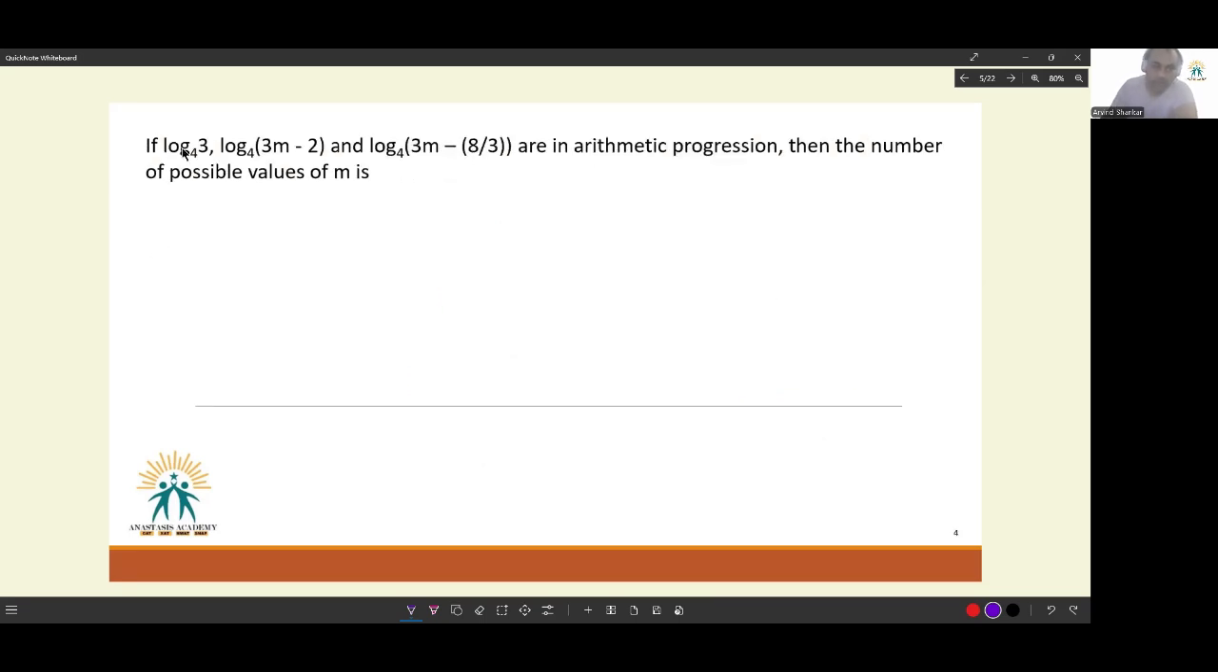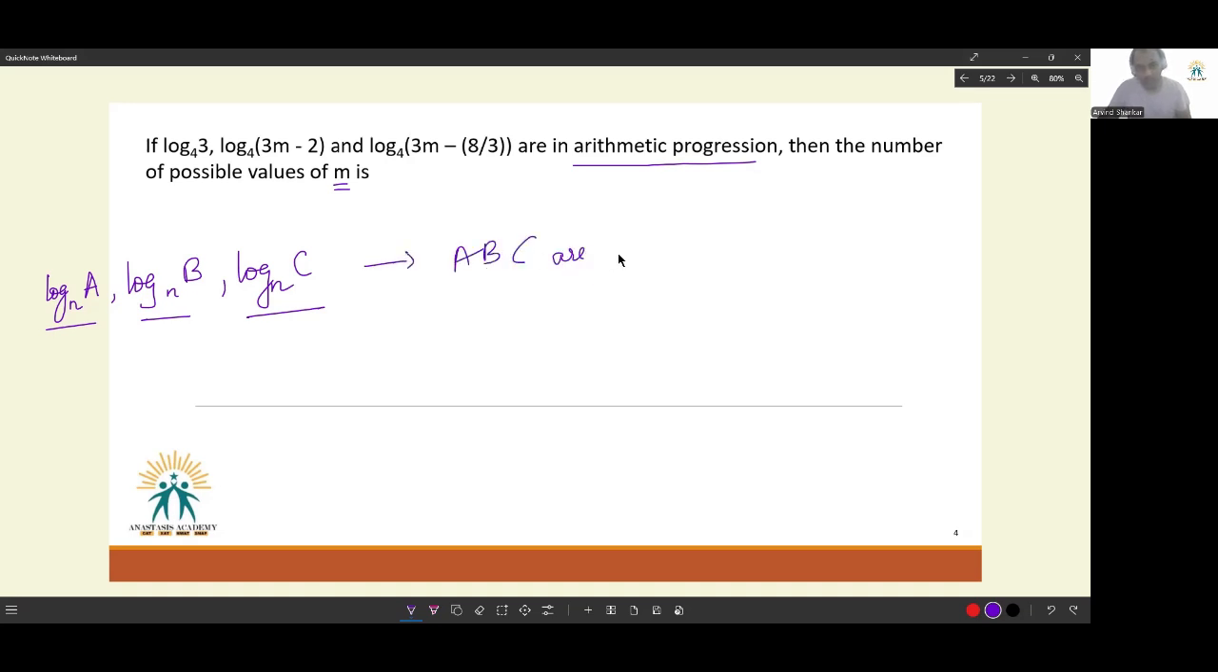Next, if log 3 to the base 4, log 3m minus 2 to the base 4, and log 3m minus 8 by 3 to the base 4 are in AP, then the number of possible values of m is. Now pay attention, if we've got log a to the base n and log b to the base n and log c to the base n, if these three terms are in AP, it means A, B, C are in GP.